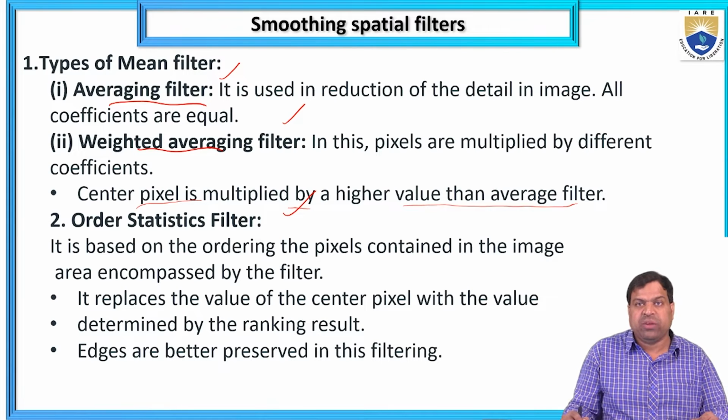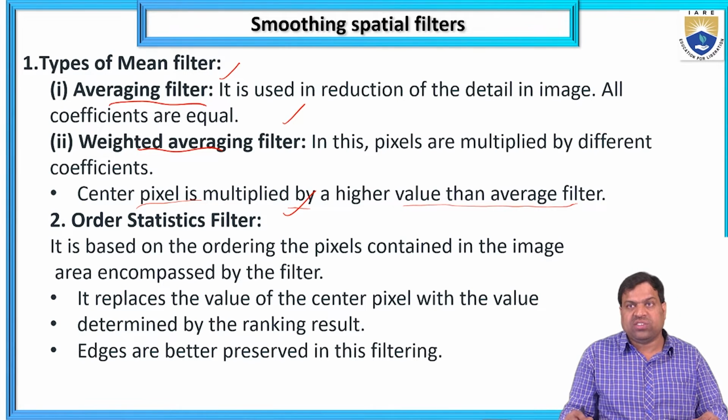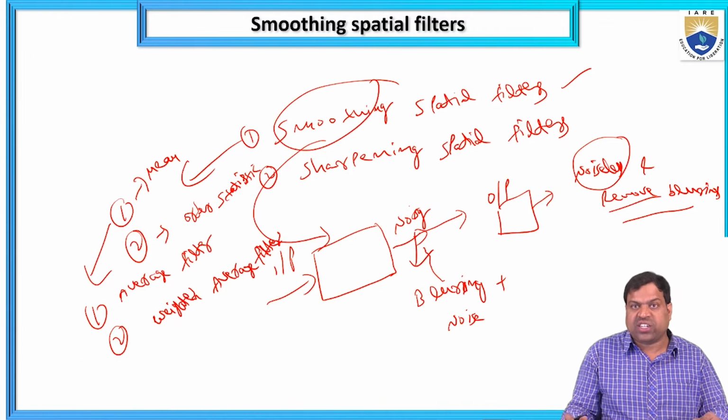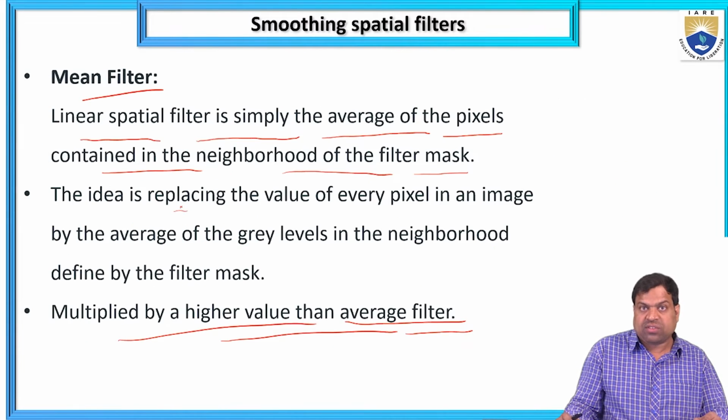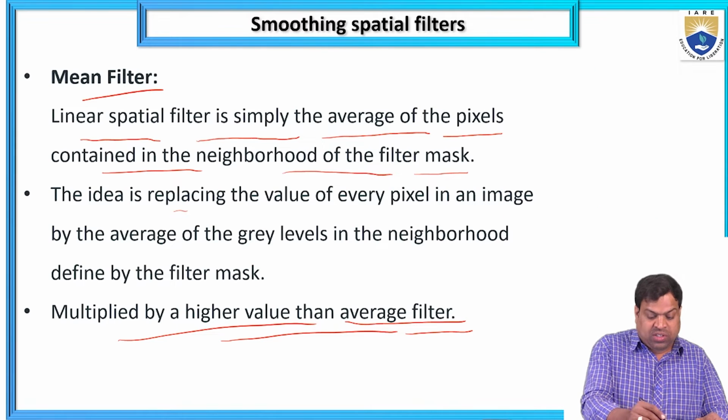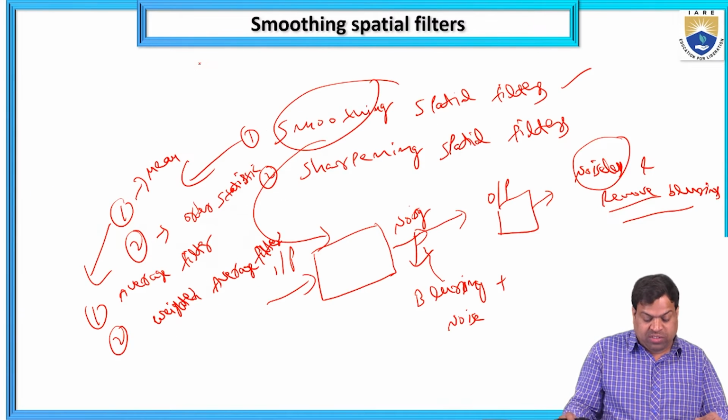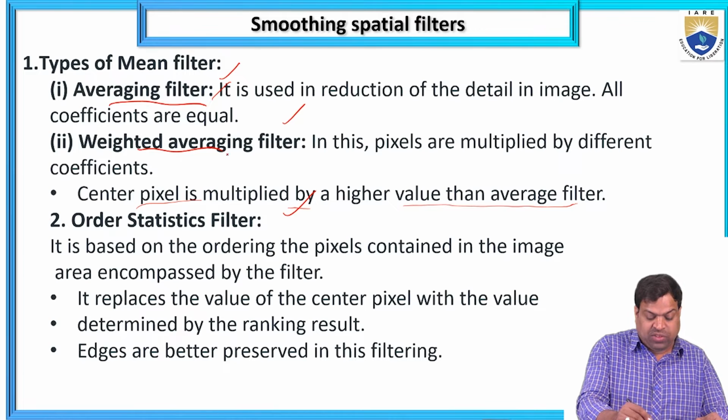So these are the mean filters, and the second one is the order statistics filter, the second type. In the mean filter, what are the types? The average filter and the weighted average filter. Another one is the order statistics filter. It is one type of spatial filter.